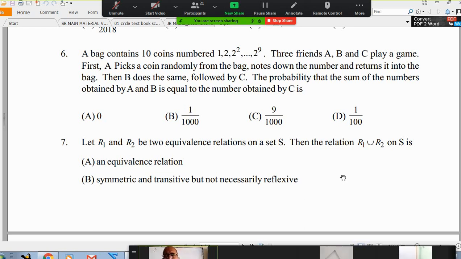A bag contains 10 coins numbered 1, 2, 2 squared, up to 2 power 9. Three friends A, B, C play a game. First, A picks a coin randomly from the bag, notes down the number, and returns it into the bag. Then B does the same, followed by C. Find the probability that the sum of the numbers obtained by A and B is equal to the number obtained by C. Okay.